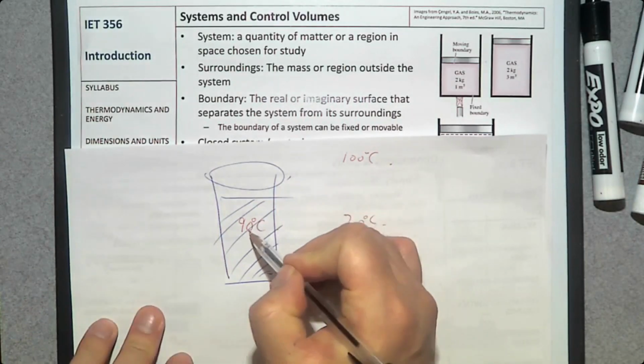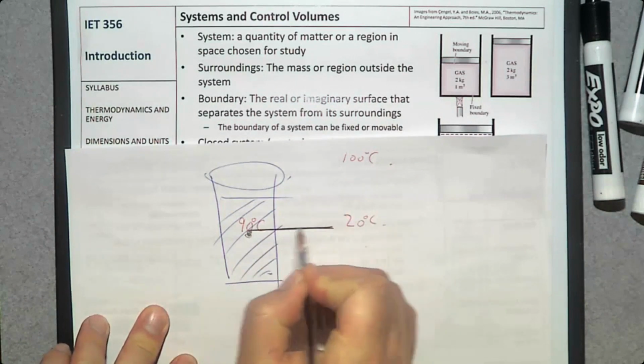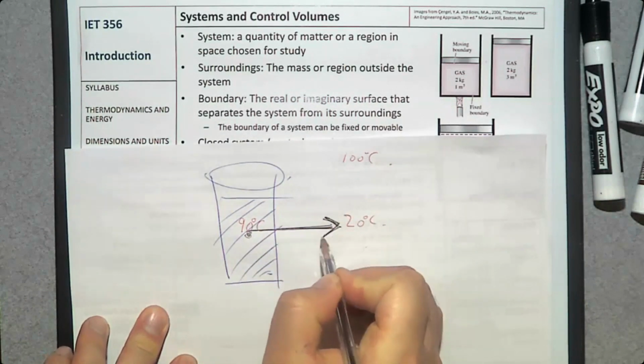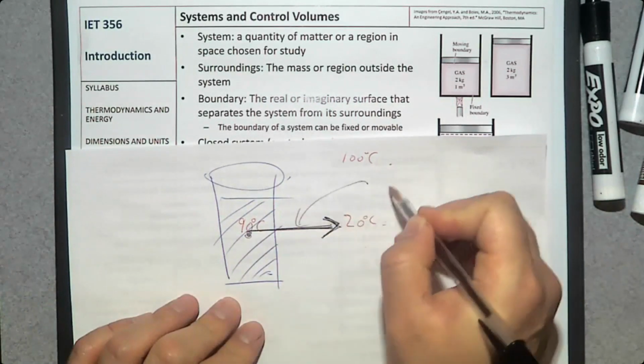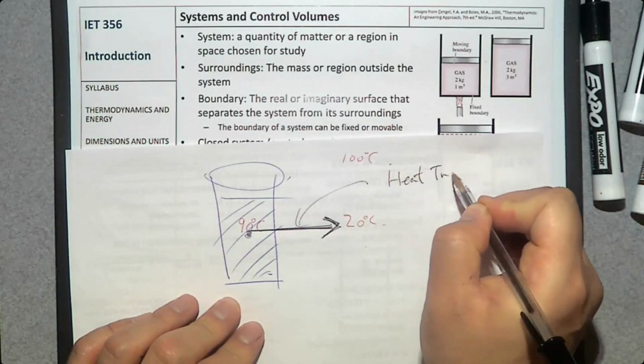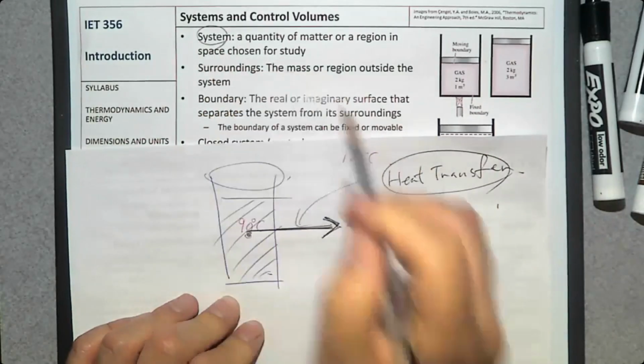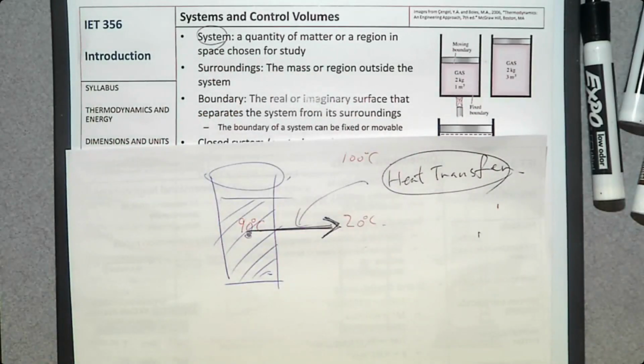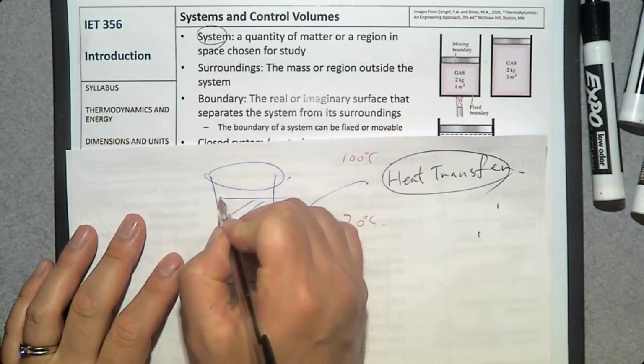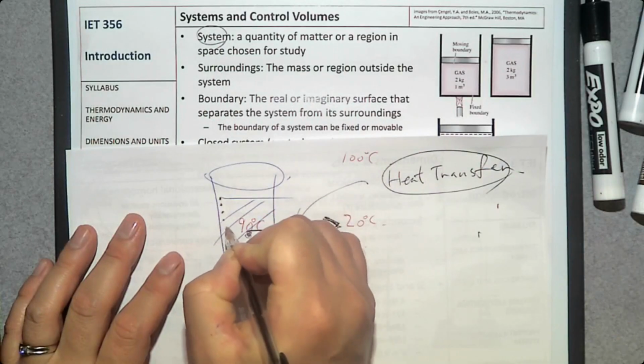So there's a heat transfer from the coffee to the surroundings. So if you want to study this heat transfer, we need to determine its system, a quantity of matter or a region in space chosen for study. That system is going to be the coffee. So in this case, the coffee is the system.